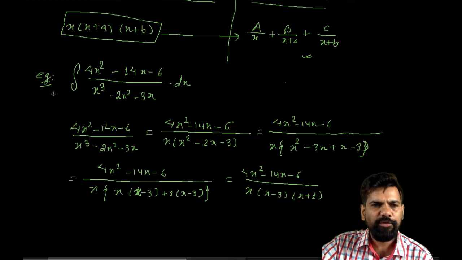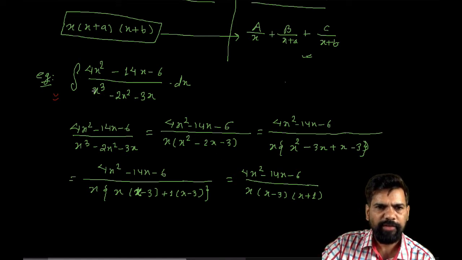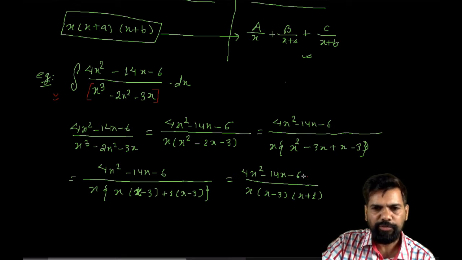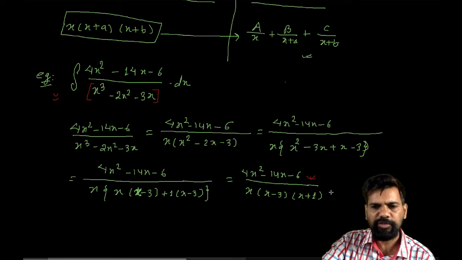Okay, this is our question, and what we can do here is factor this denominator, keeping the numerator constant. Only the denominator I factor here. I use the basic algebraic concept of factorization for this denominator. Then finally I have x times x minus 3 and x plus 1.